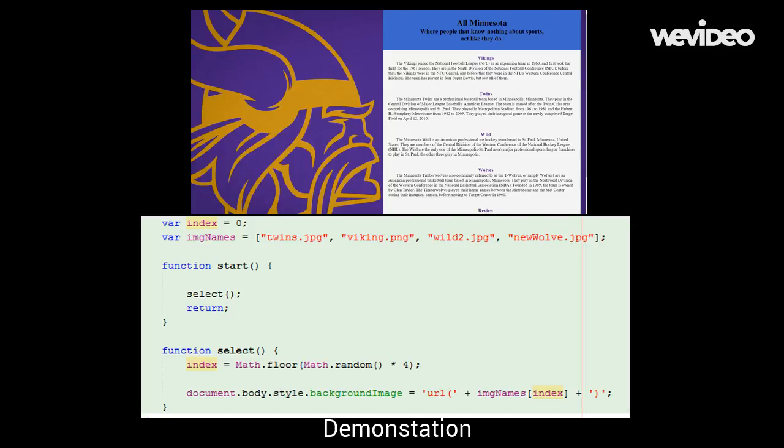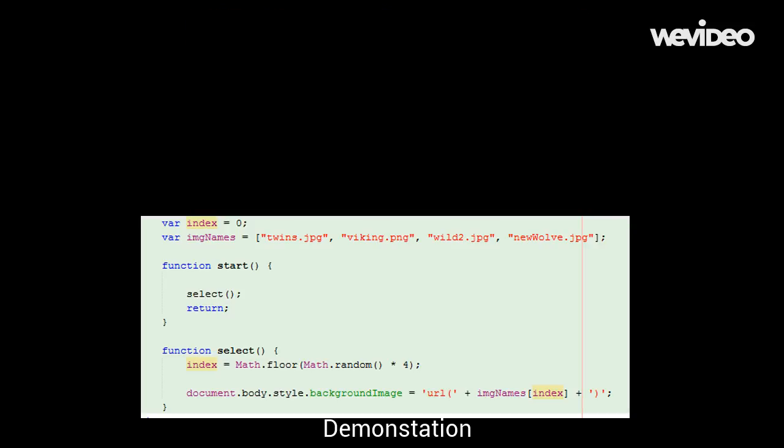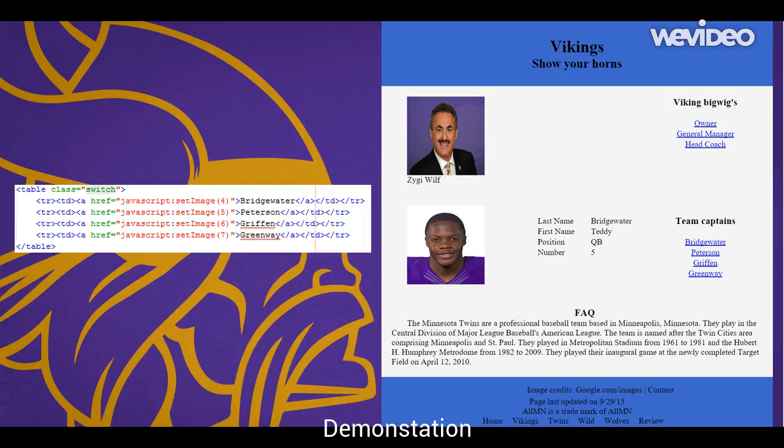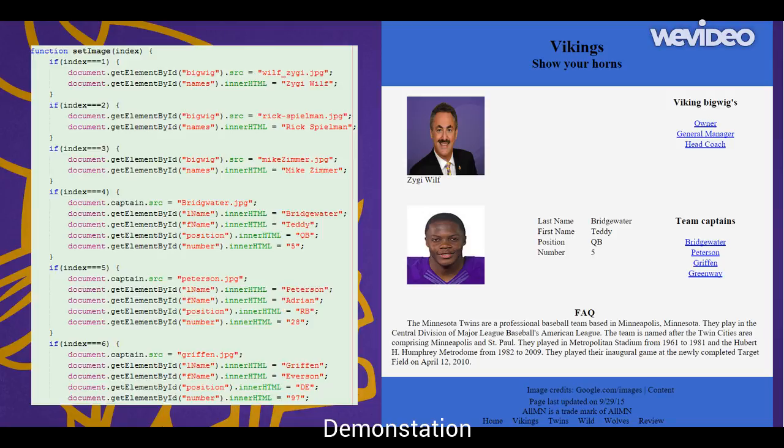Next, in the team pages, I met the requirements for the use of operators and selection structure. How I did this is by assigning each row in the selection tables a value and making them links. The code then looks for what link has been clicked in a function using an if-else structure and setting the image and inner HTML respectively.